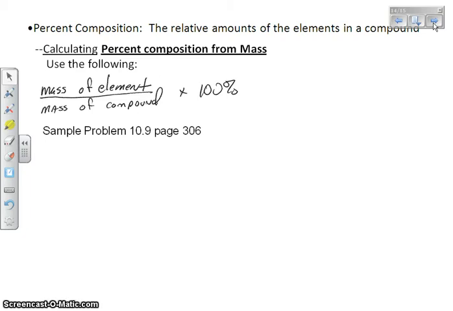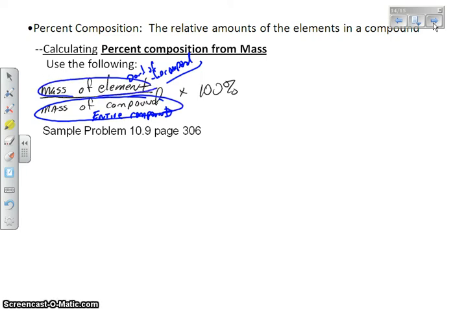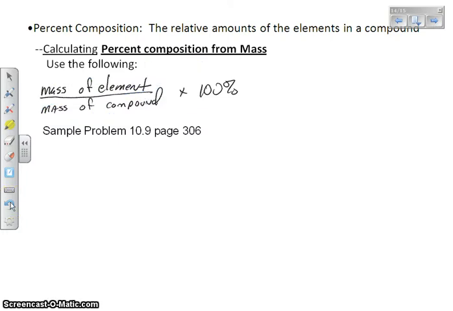So, the mass of the compound is the entire compound, okay? And the mass of the element is that part of the compound. In my example with pizza, that means the entire mass of the pizza, and the mass of 1/4 of that pizza. Okay? So, let's take a look at the sample problem on page 306.